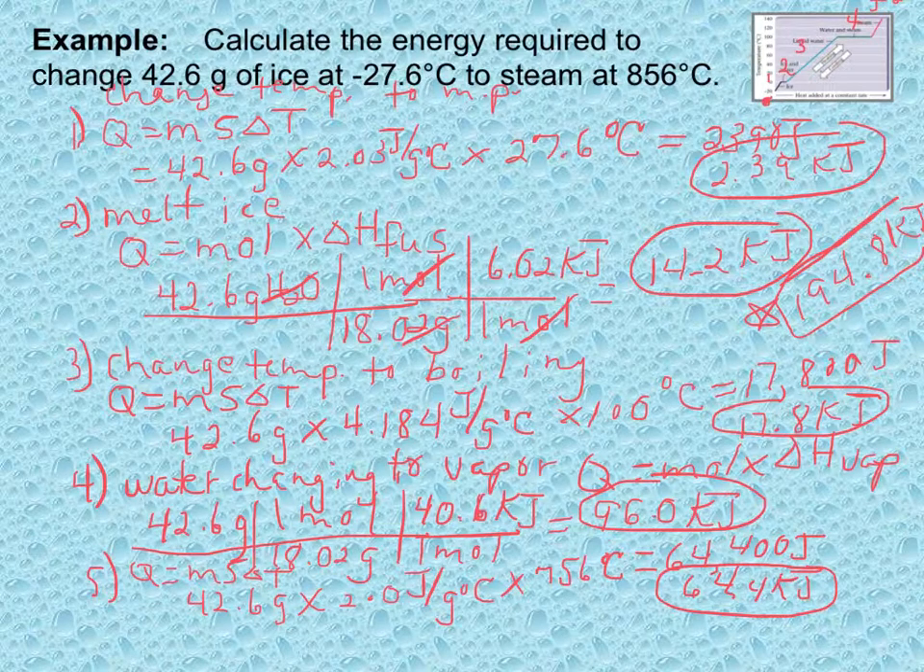This is the most complicated of all possibilities for calculating energy in phase changes. Sometimes questions might just ask you, how much energy does it take to melt so much ice? Or how much energy does it take to change it from this temperature up to the melting or freezing point, and so forth. It can be any one or more of these 5 steps, but this would be the most difficult of all.